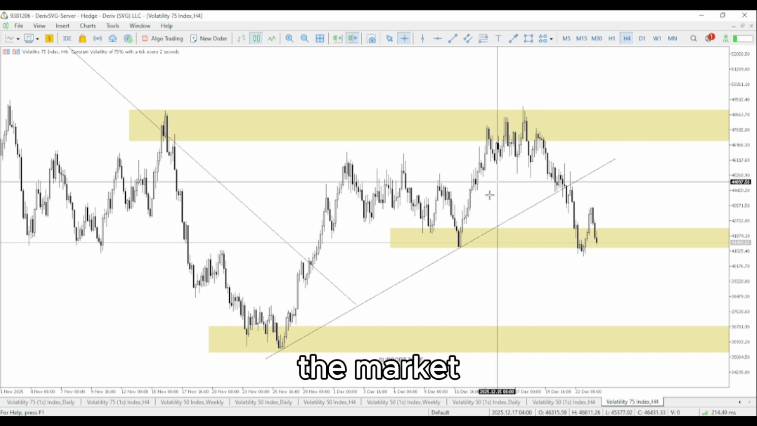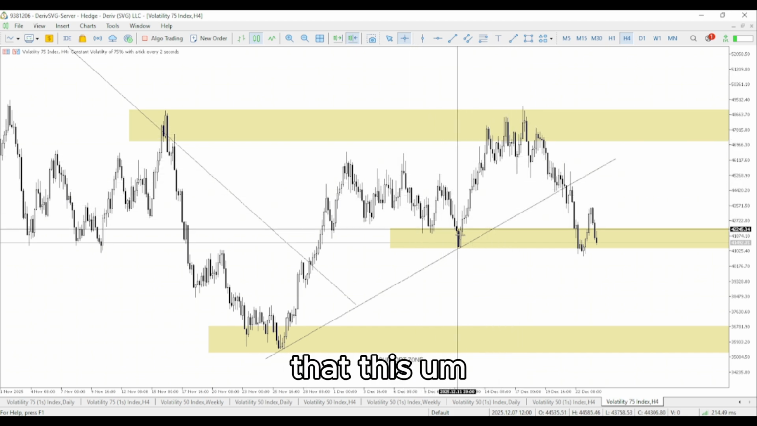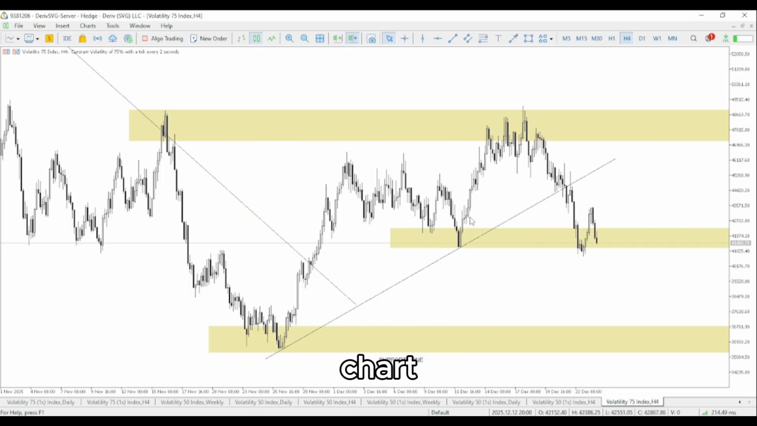Why? Because the market is telling you that this 4-hour chart is still on a high, it's still on the uptrend, it's still on a bullish trend. This is just from the H4 chart. The H4 chart is still on a bullish trend. So now you want to wait for a change of trend or a change of character for you to decide that okay, this market is no longer on a bullish trend, and it has aligned with the daily time frame.